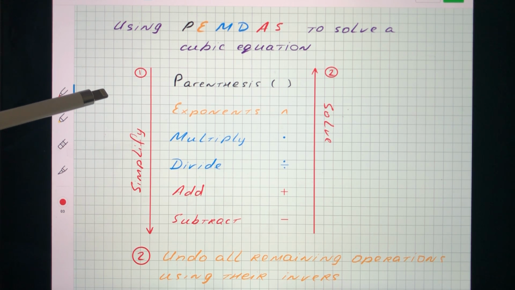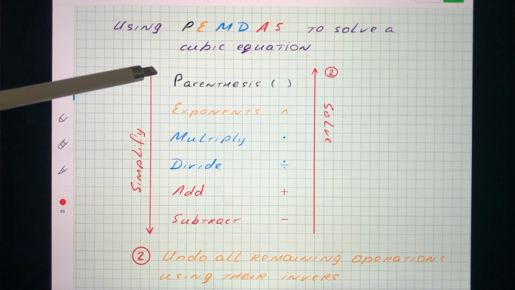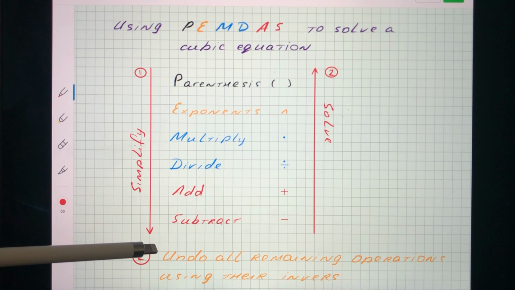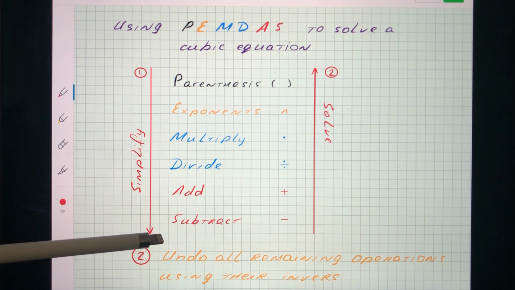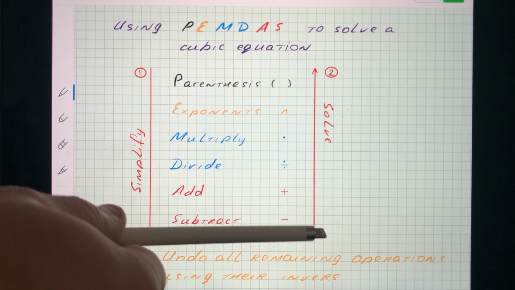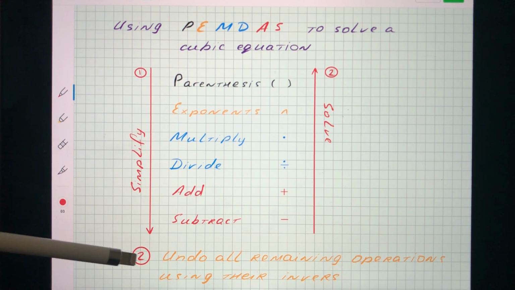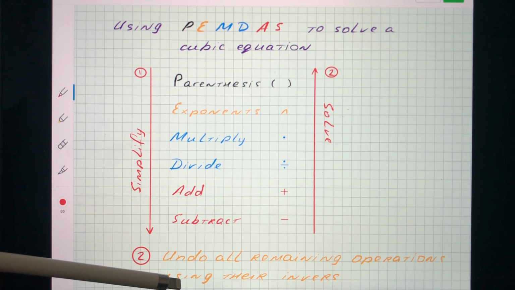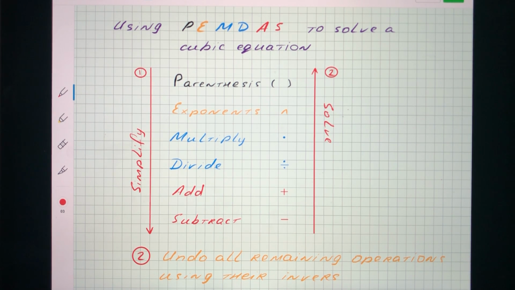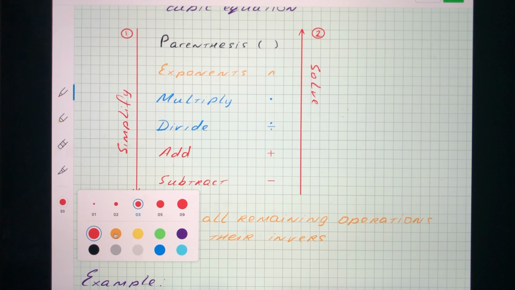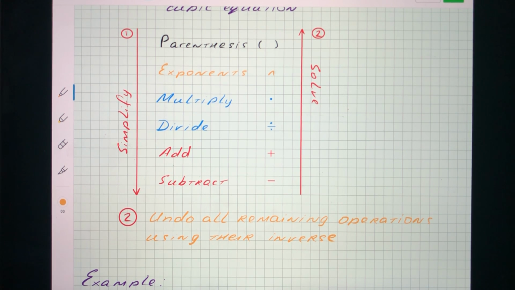Now, when we use the order of operations, there are two steps to using it. The first one is we simplify. We begin at the top and we work our way down and we simplify everything that we can do. Once we're done with it, we will get to the very bottom, and that will be the simplest version of our original equation or inequality. Once we get to that point, we will start at the bottom and reverse all the remaining operations. We will work our way backwards and we will use the inverse operations to undo the remaining operations. The inverse means an E at the end. Inverse operation. So let's use this template to solve a cubic.